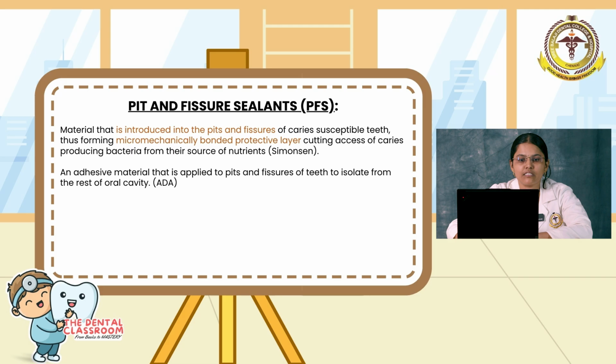So, definition of pit and fissure sealant. According to Simonson, it is defined as the material that is introduced into the pits and fissures of caries susceptible teeth, thus forming a micromechanically bonded protective layer, cutting access of caries producing bacteria from the source of nutrients. And according to ADA, it is defined as an adhesive material that is applied to pit and fissures of teeth to isolate them from the rest of the oral cavity.